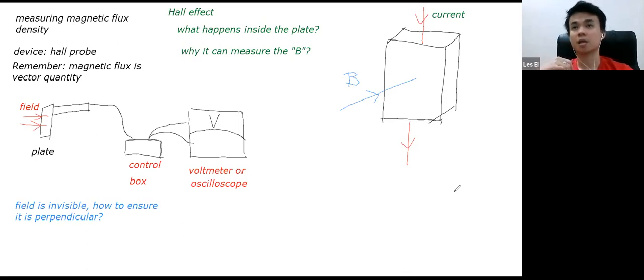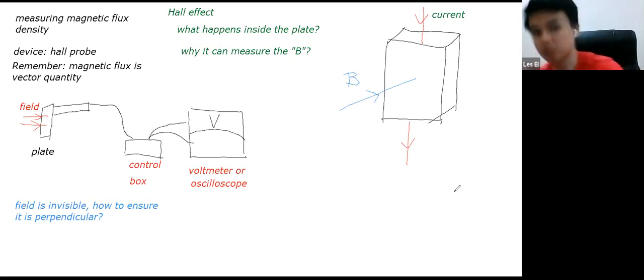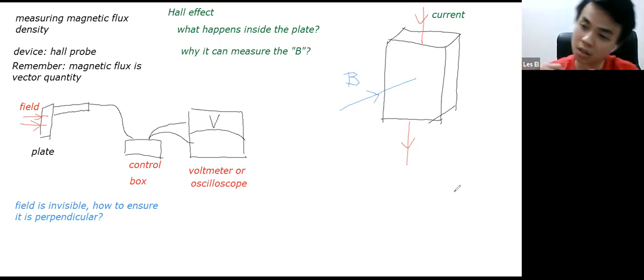Okay, next one is, practically, if you want to measure the magnetic flux density, you should use what device? We have to use a device called a Hall probe. A Hall probe consists of a plate, and you have to make sure the magnetic field cuts through this plate perpendicularly. You have to remember magnetic flux is a vector quantity. Magnetic field, electric field, they are vector quantities.